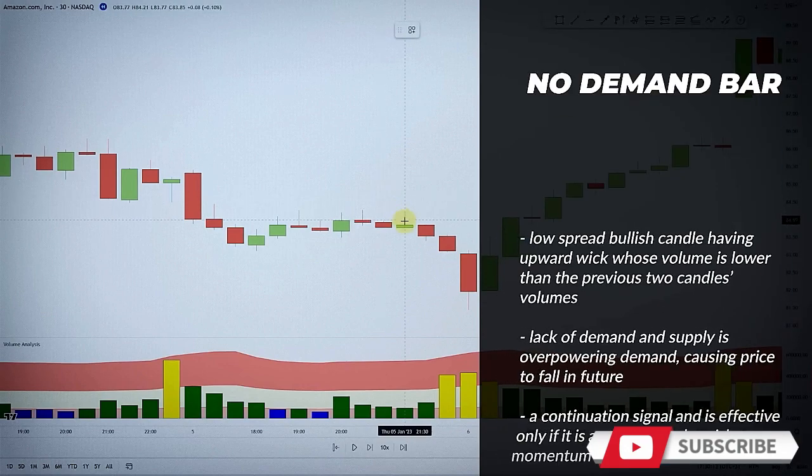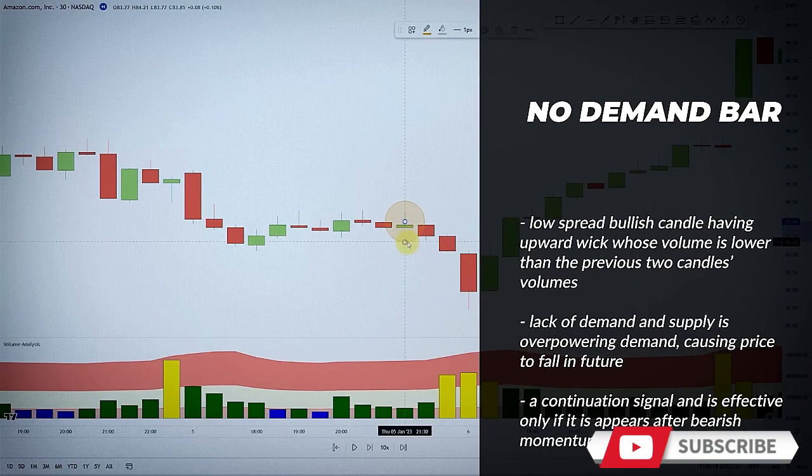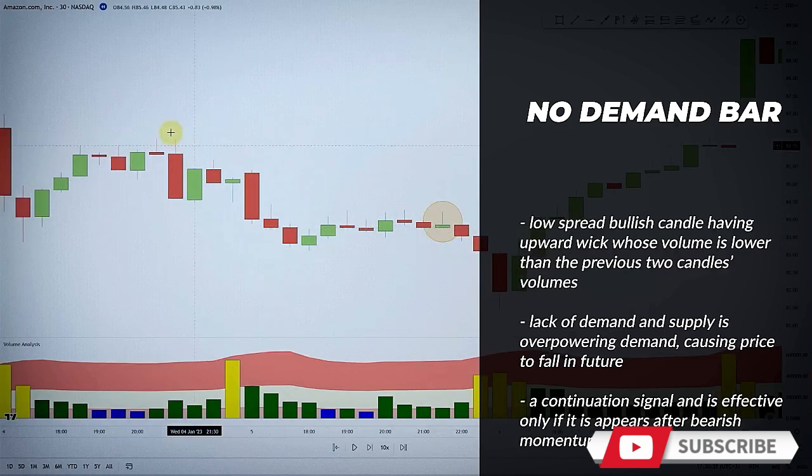And then we have the no demand bar. This is a low spread bullish candle having an upward wick, whose volume is lower than the previous two candles' volumes. The no demand bar means that there is a lack of demand, and supply is overpowering demand, causing price to fall in the future. No demand is a continuation signal and not a reversal signal, and is effective only if it appears after bearish momentum in the direction of the trend.